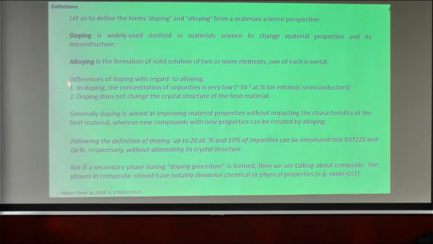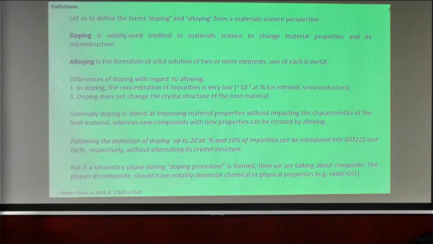Now let us consider the difference between doping and alloying, because in the literature it's always mixed. Doping is when you introduce impurities to your material in a very low concentration range, like 10 to the minus 7 atomic percent. It's very low, and it's used in the semiconductor industry. Then we are talking about doping. And the second criterion is that doping does not change the crystal structure of the host material. These are the two criteria to define doping.